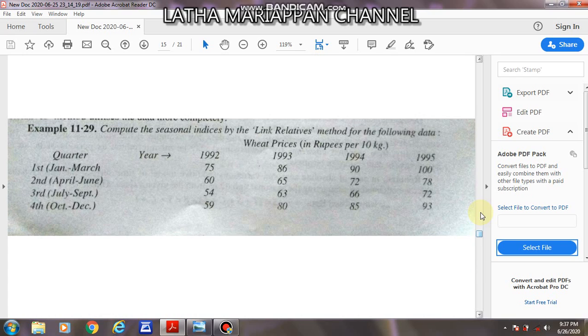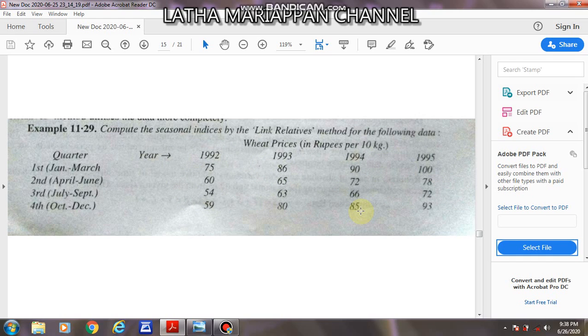Now we'll move on to the next one. Seasonal indexes by the link relatives method for the following data. They gave the first quarter, which means January to March, then the second quarter April to June, then July to September, then October to December. They gave 4 years of data: 1992, 93, 94, 95. Here the wheat price is given in rupees per 10 kg.